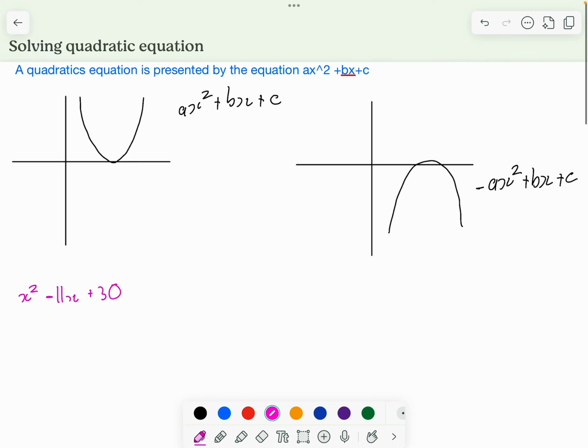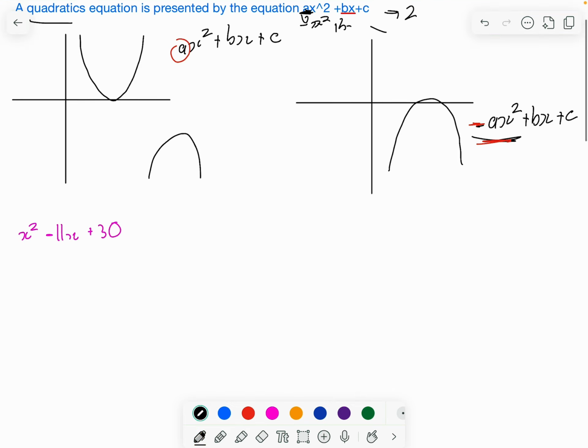So a quadratic equation is represented by this equation, where a is the coefficient of the variable x to the power of 2, plus bx plus c. The highest power of the variable is 2, which is what makes it quadratic, and it takes the shape of a U. It can be an upside down U if it's negative, or a normal U shape like this.